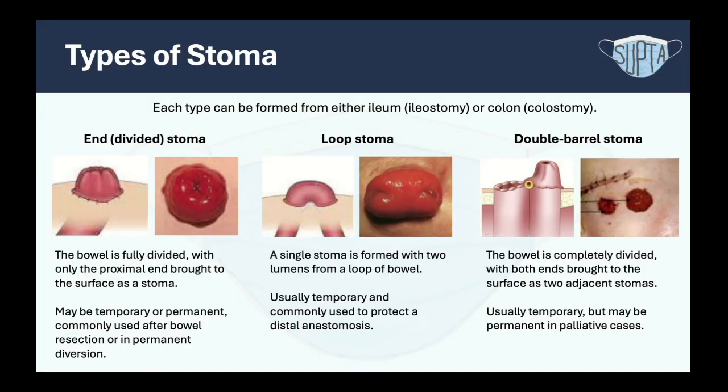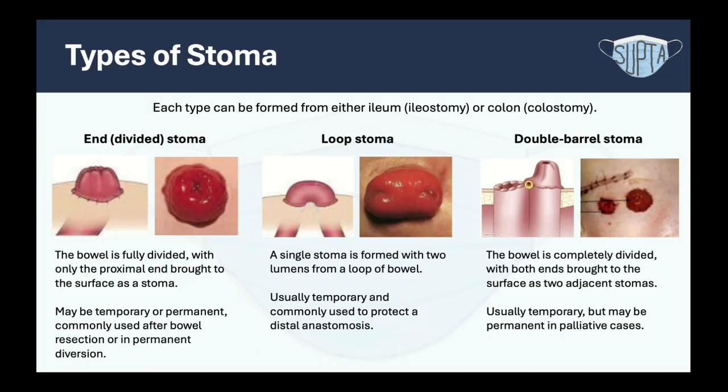Next, we have loop stoma, which you can see on the image. A single stoma is formed with two openings. This is usually done by bringing a loop of bowel onto the surface of the skin. It's typically temporary rather than permanent, because this is usually done when you want to let the rest of the bowel below the loop rest or heal before having all the digestive food pass along the bowel.